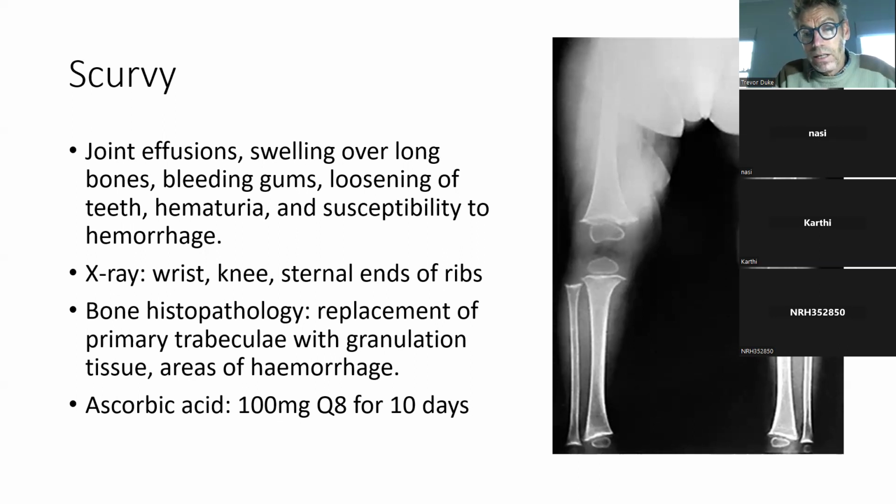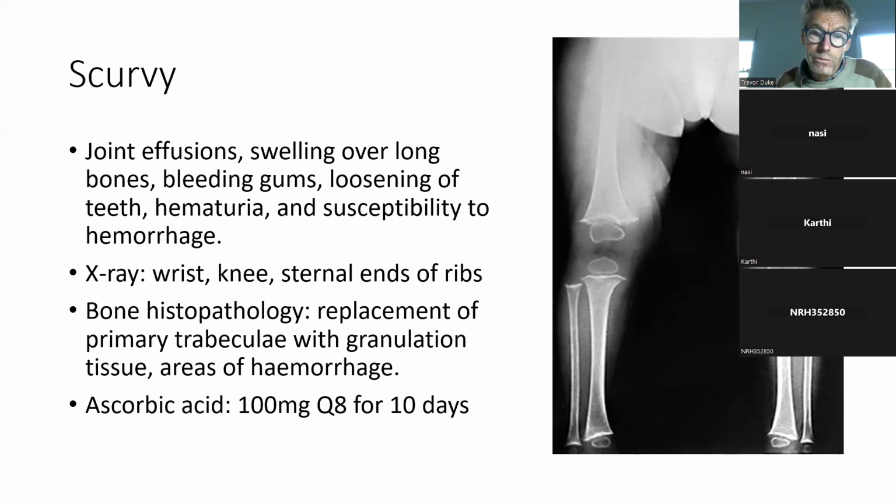What's happening at the metaphysis, at the growing part of the bone, is usually hemorrhage. These are areas of hemorrhage within the bone, and that leads to replacement with granulation tissue and further hemorrhage, and that's why their joints are very painful and they have a large joint effusion. So they can look a lot like kids with JCA, but you have to take a very good nutritional history to make the diagnosis of scurvy.